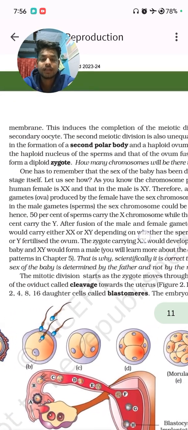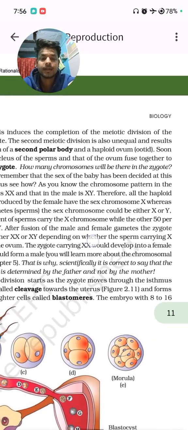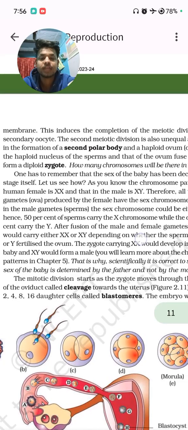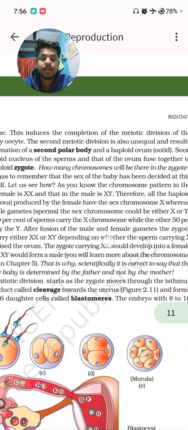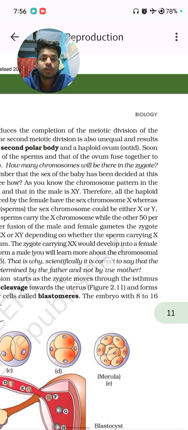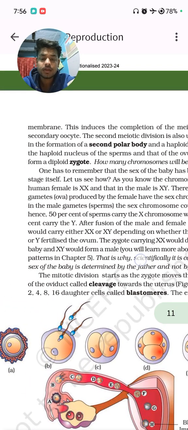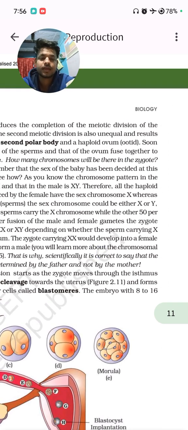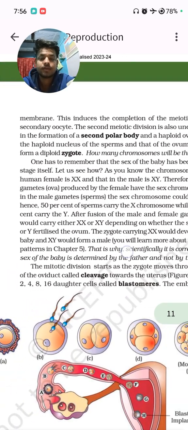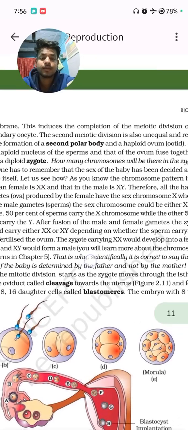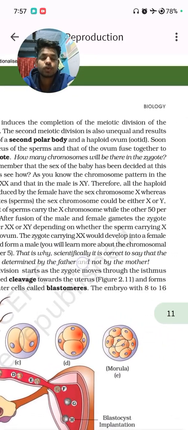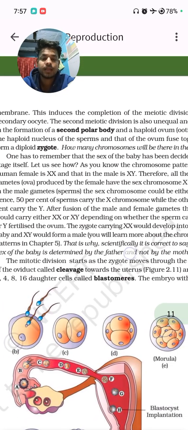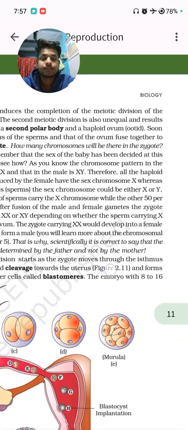Let's see how. As you know, the chromosome pattern in the human female is XX, and that in the male is XY. Therefore, all the haploid gametes, the ova produced by the female, have a sex chromosome X, whereas in the male gamete, the sperm, the sex chromosome would be either X or Y. Hence, 50% of sperm carry the X chromosome, while the other 50% carry the Y chromosome.